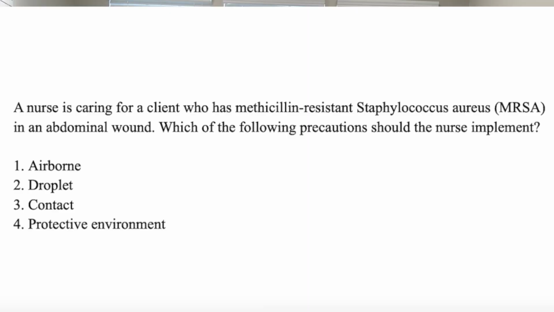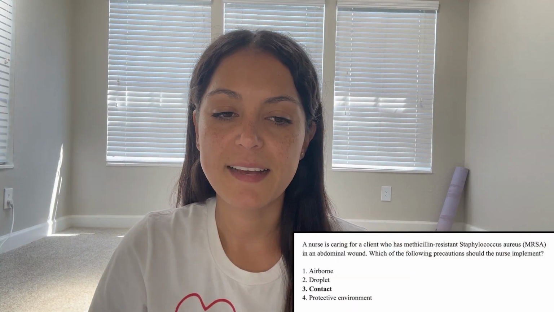Number 7, a nurse is caring for a client who has MRSA in an abdominal wound. Which of the following precautions should the nurse implement? 1, airborne. 2, droplet. 3, contact. Or 4, protective environment. Here the answer is number 3, contact.